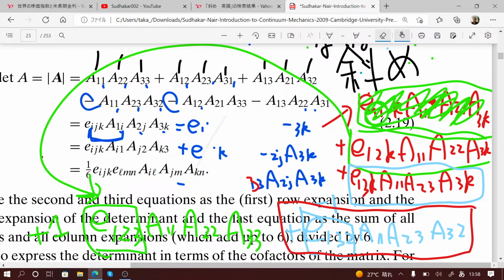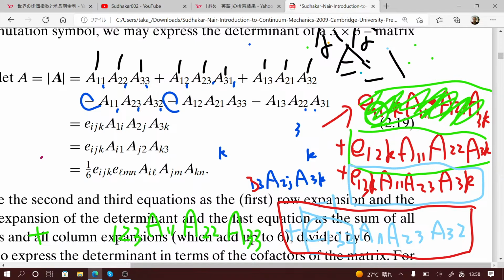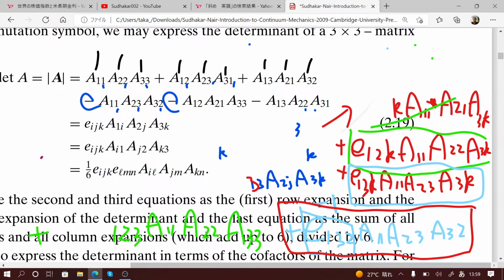Okay, let me delete. So there is another manipulation. ijk, ij, j2, k3. This one you have to expand. See, this is the only way you can confirm.